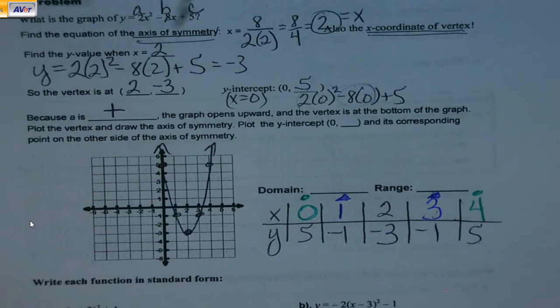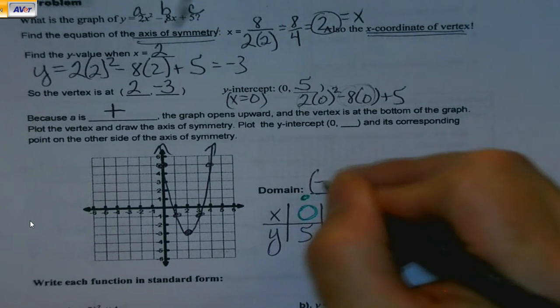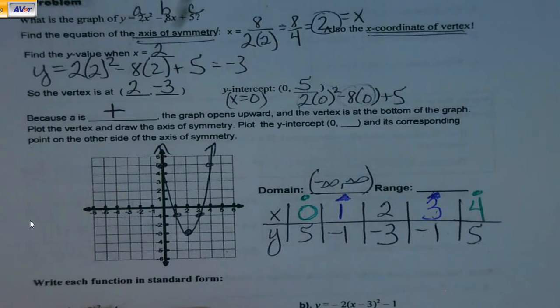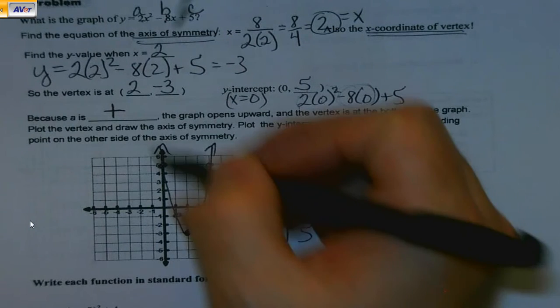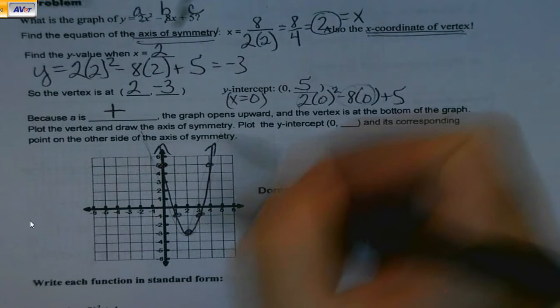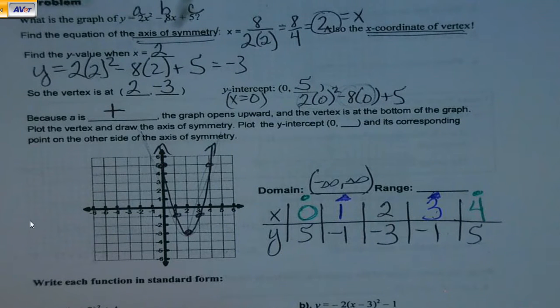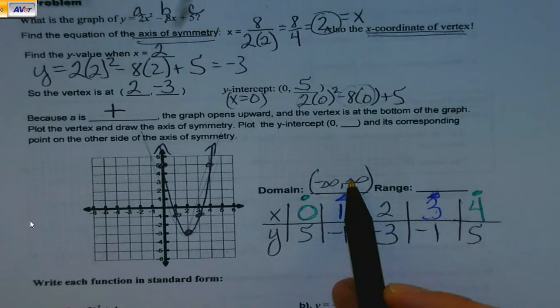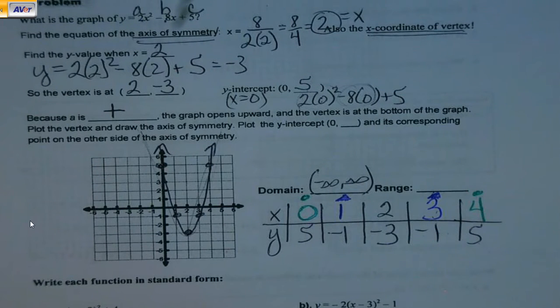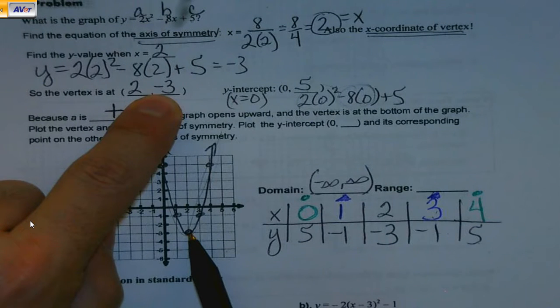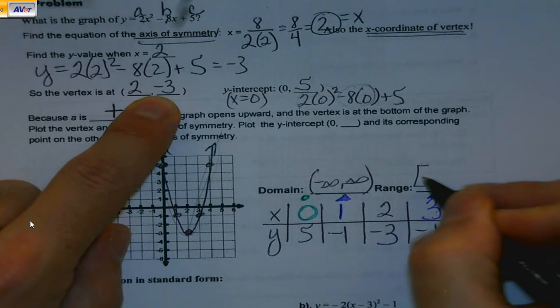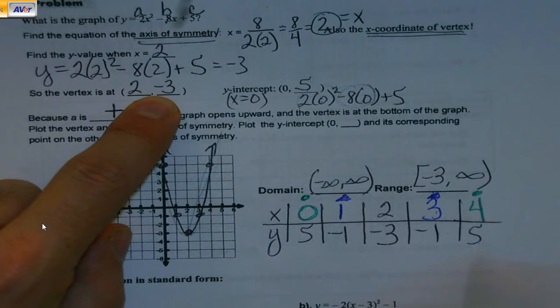Domain and range. Again, domain is the easy part with all this. Even in standard form, domain's not going to change. It's going to go forever left as it stretches out, forever right as it stretches out. But my range will always connect from my minimum value. Okay? So my vertex, that y value, is always going to be connected to my range.